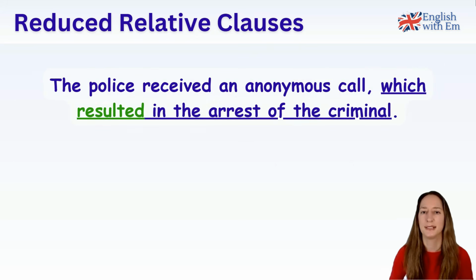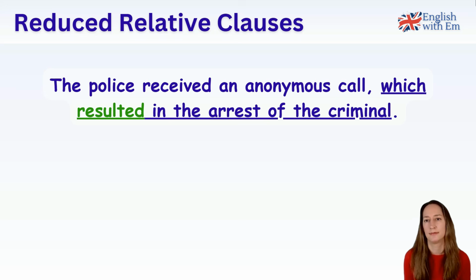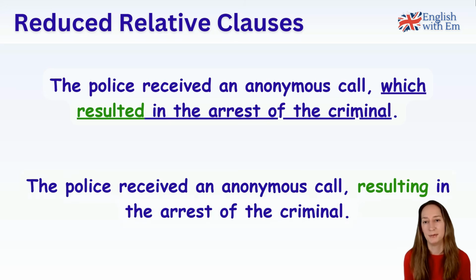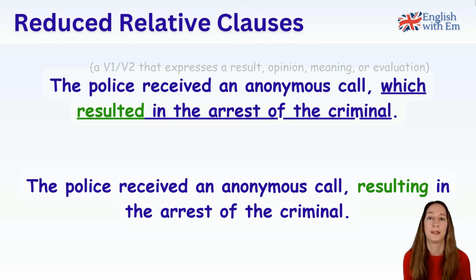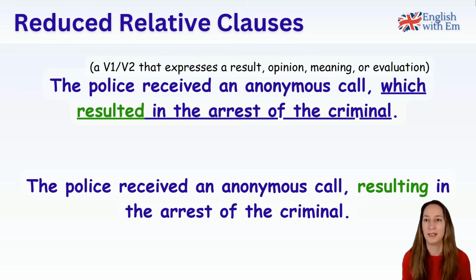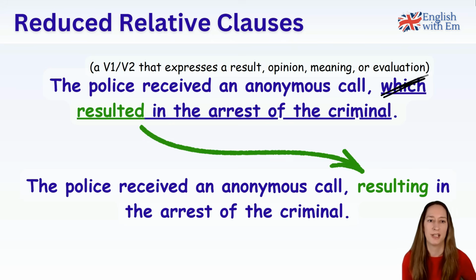The police received an anonymous call, which resulted in the arrest of the criminal. The police received an anonymous call, resulting in the arrest of the criminal. Here we have, in this case, a past simple verb that expresses a result, opinion, meaning, or evaluation. So in this case, a result. We delete the pronoun and we change the verb to the present participle.